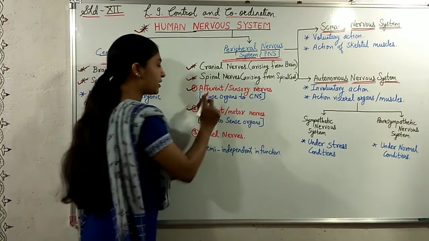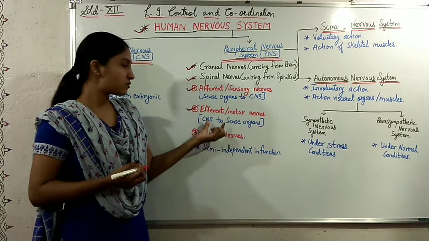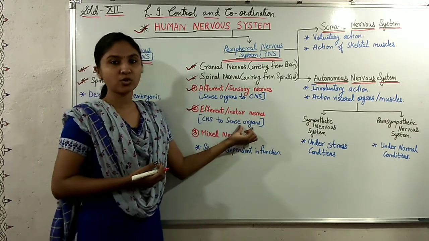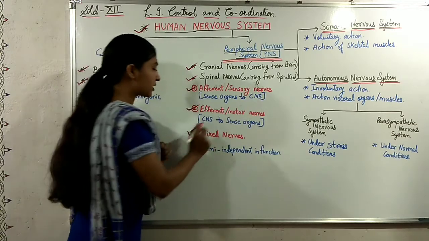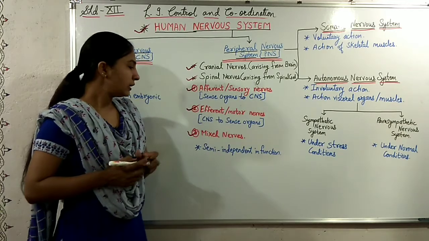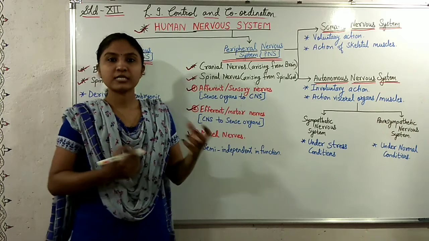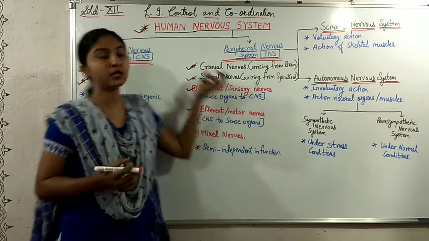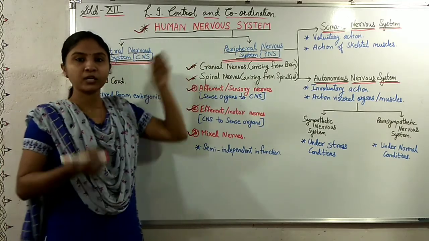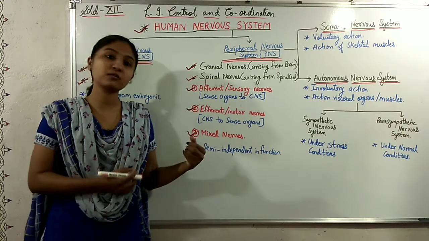Second type is efferent nerves, also called motor nerves. These efferent nerves take the impulses from the central nervous system to the organs. And the third type is mixed nerves. Mixed nerves consist of both these nerves, and this peripheral nervous system is semi-independent in function. Semi-independent means it is half dependent on the central nervous system in its function. So the peripheral nervous system is made up of nerves.